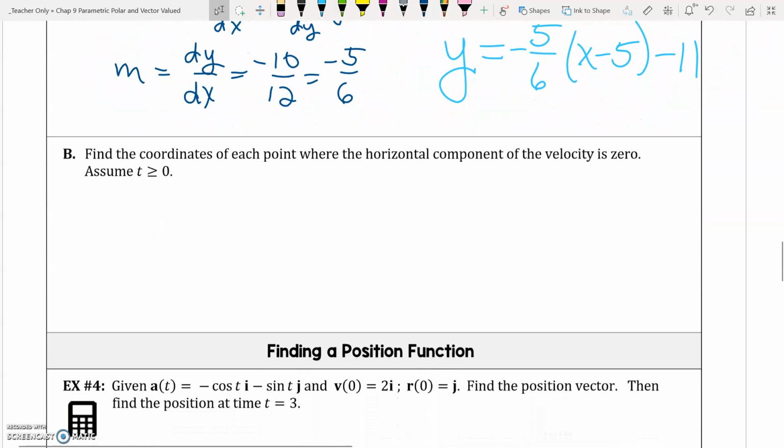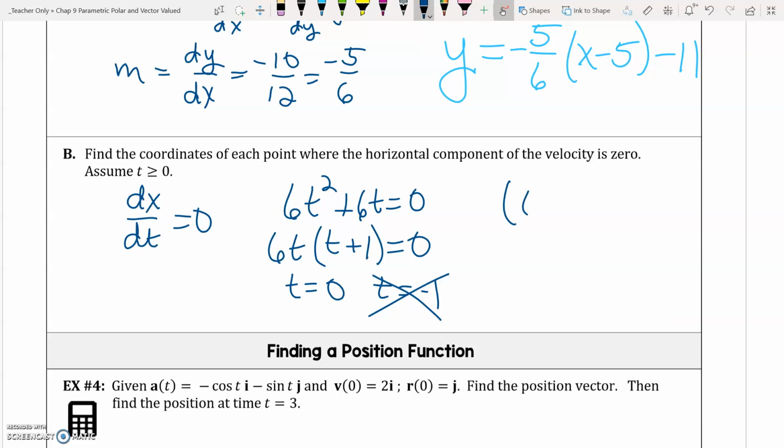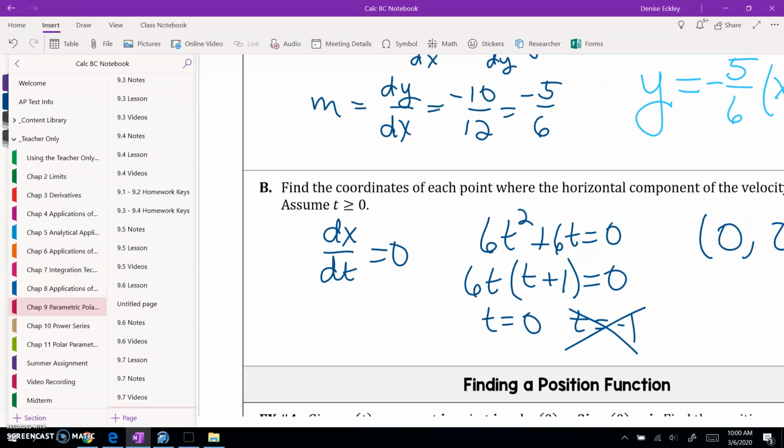Then part B says, find the coordinates of each point where the horizontal component of the velocity is 0. And we're going to assume that t is greater than or equal to 0. So that means we are looking at where dx/dt equals 0. So we have 6t squared plus 6t equals 0. So I'm going to factor out a 6t. So I have t plus 1 equals 0. And so I get two solutions, t equals 0 and t equals negative 1. And when I substitute that in, I get the point (0, 0). So we're going to finish our discussion in part 2 of the video.